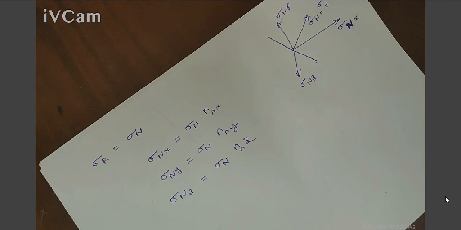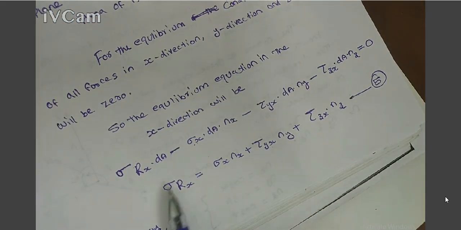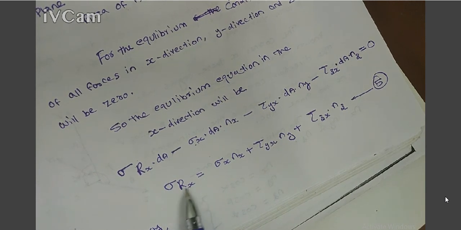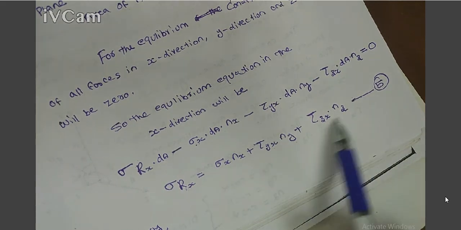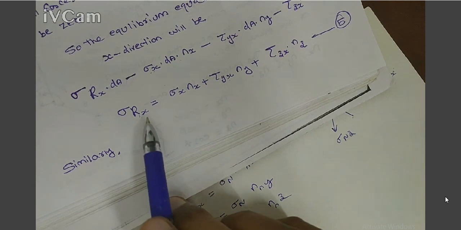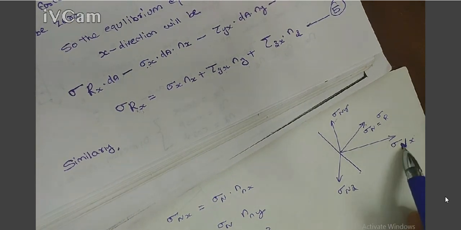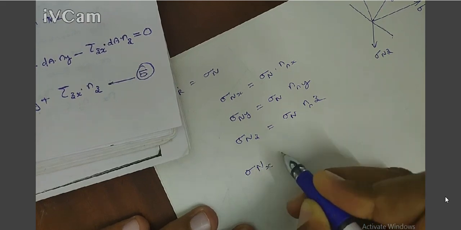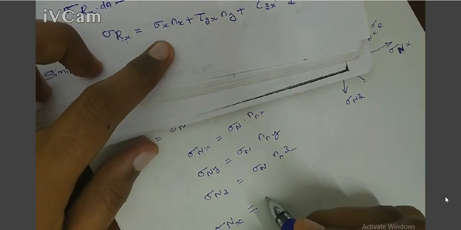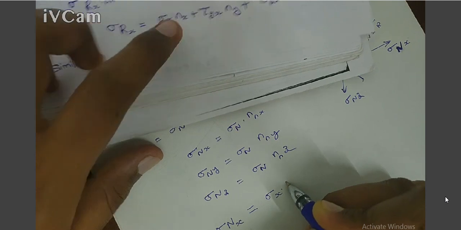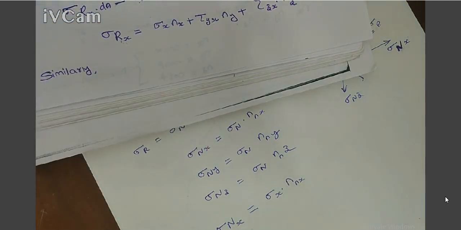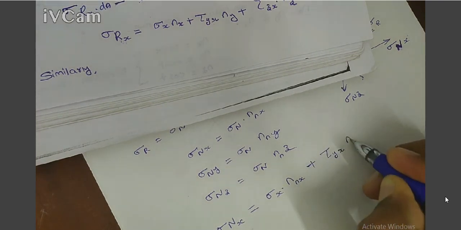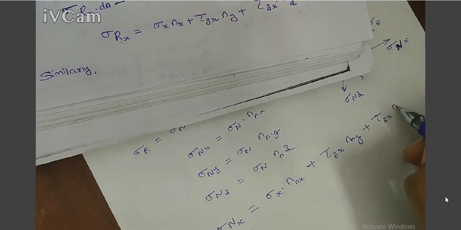Then we can apply Cauchy's formula for finding the principal stress. So we know what Cauchy's formula is. This is the Cauchy's formula to calculate the resolved component of the resultant in the x direction. The same formula can be applied here. So here, what is the resultant in the x direction component? That is sigma nx. So sigma nx is equal to sigma x into, instead of nx, we give nnx, because of the direction cosines of the principal plane, plus tau yx nny plus tau zx nnz.